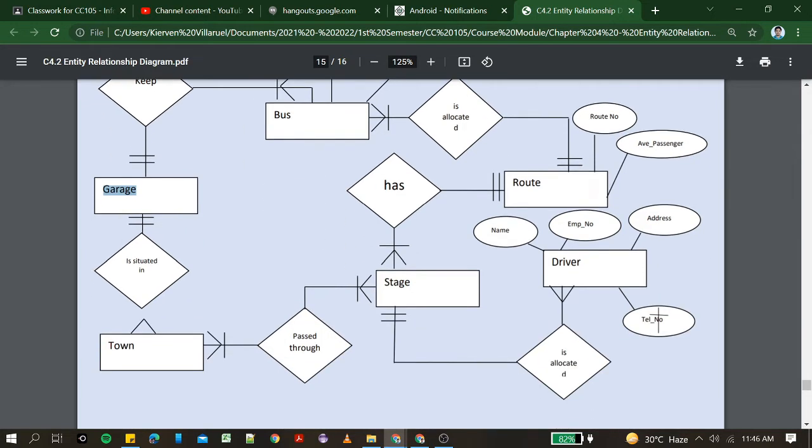Okay. Then, a garage, ibig sabihin, isa lang yun. A garage is situated in one or more than one town. Doon sa ruta, kasi halimbawa, itong mga town na to, maaaring merong mga iba't ibang garahe. So, meron sa San Pablo, meron sa Quezon, mga ganyan. Hindi lang isa yung garahe nila. Maaaring may garahe somewhere malapit sa Bendia, mayroon sa San Pablo, mga ganon.